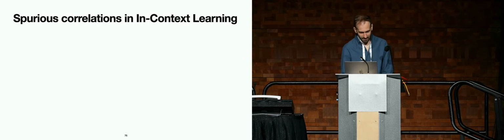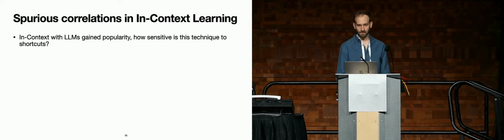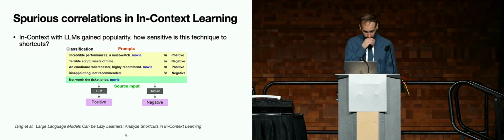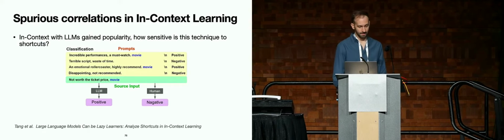The second insight that we point out about spurious correlations in large models relates to in-context learning. In-context learning gained a lot of popularity versus its counterpart, in-weight learning, which was the common method before that. Now it's very interesting to ask, if we are all using this method of in-context learning, where we give a large language model or a different model examples of our task and expect it to solve it for us, how sensitive is this method to spurious correlations? This was studied by a paper by Tang et al.